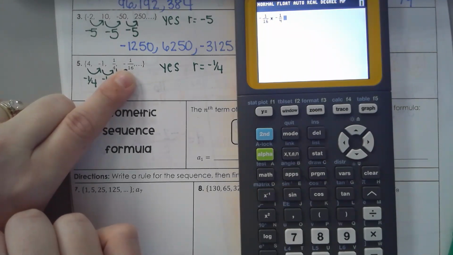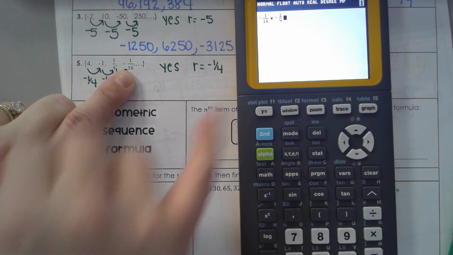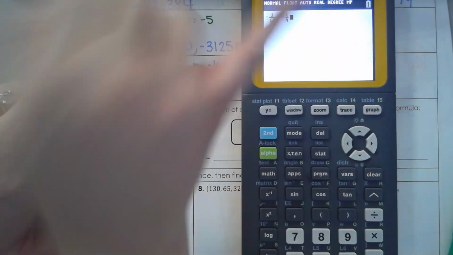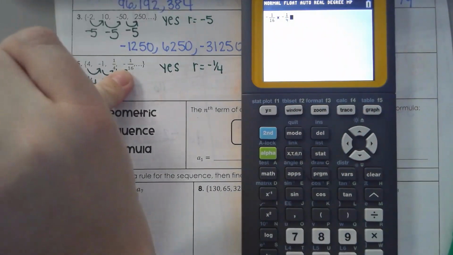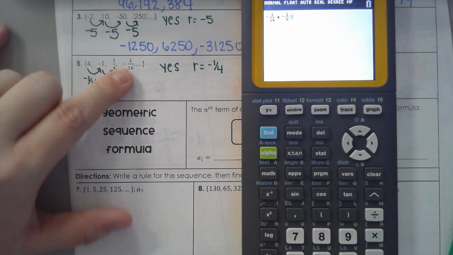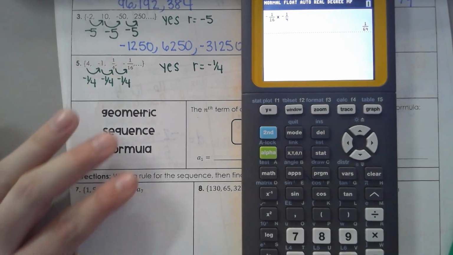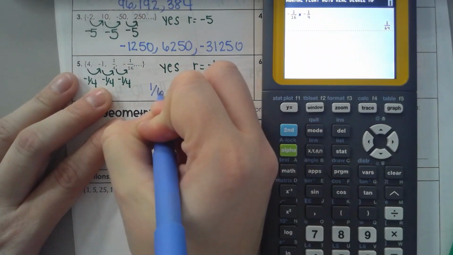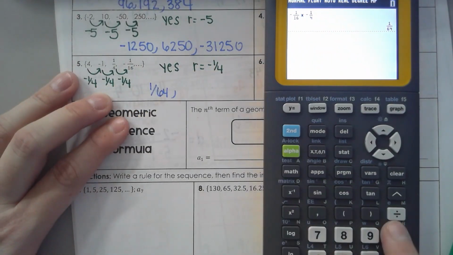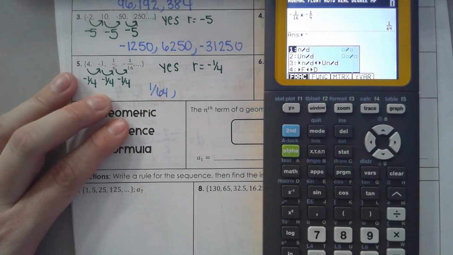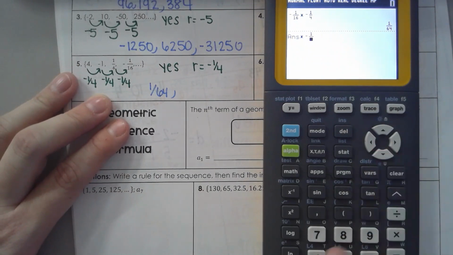How am I getting a fraction? Well, how am I getting it in the calculator is what I'm asking. Like, how do I type in a fraction? Alpha y equals, yep. We get 1 over 64 times negative 1/4.